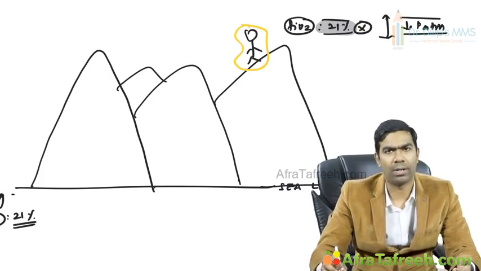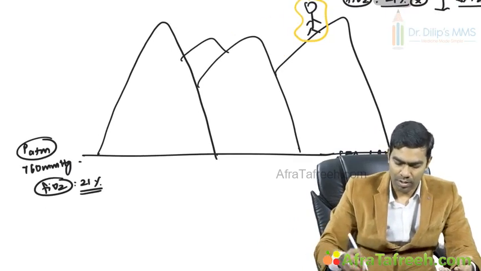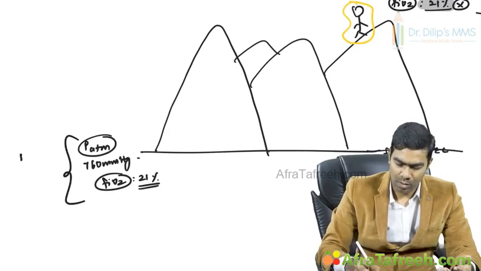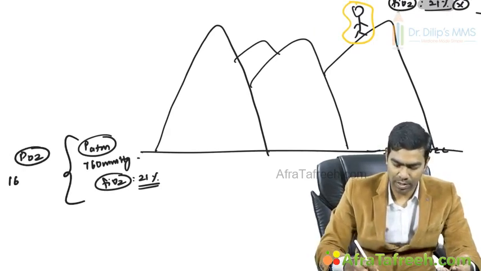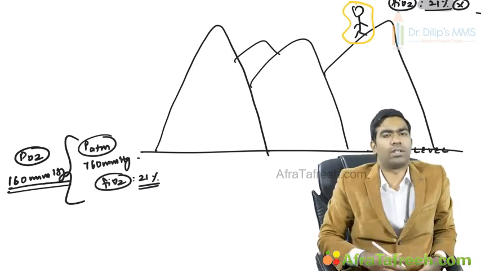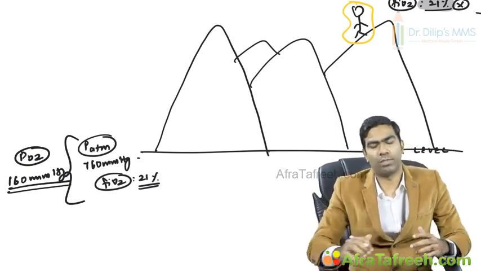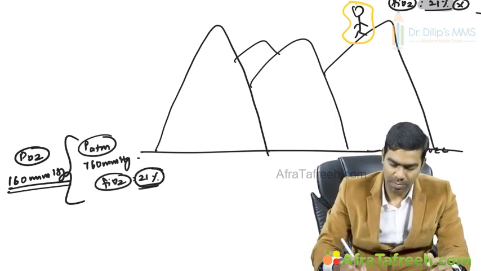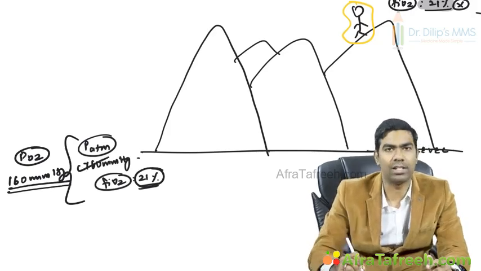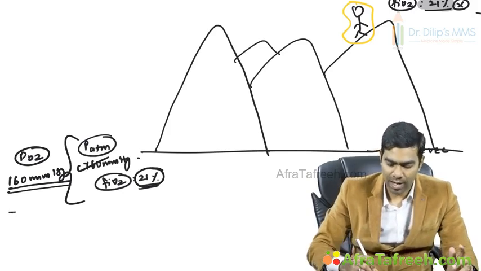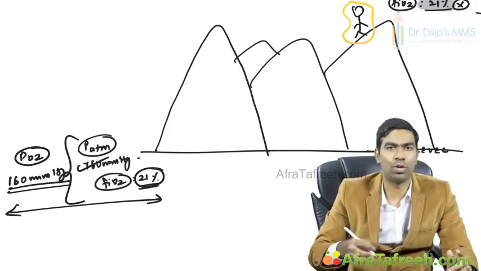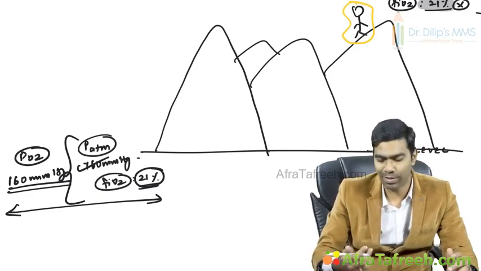So what is going to happen? Suppose here, what will be the partial pressure of oxygen? Here, the partial pressure of oxygen is approximately 160 millimeters of mercury. Why is it 160 millimeters of mercury? Because 21% of this 760 is going to be 160. How did you calculate this 21% of 760? Who gave me the right to calculate 21% of 760?